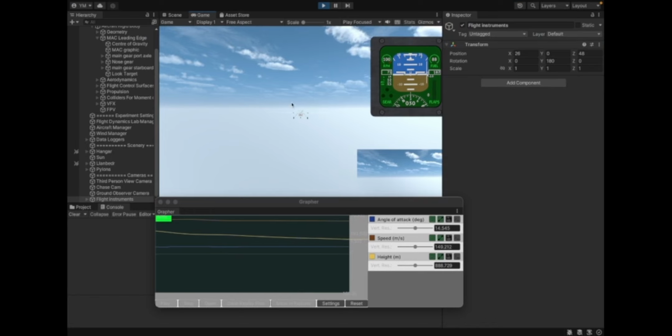The highest trim speed was found to be 71 meters per second, and this was at a max RPM of 100 and an angle of attack of 1.55 degrees.